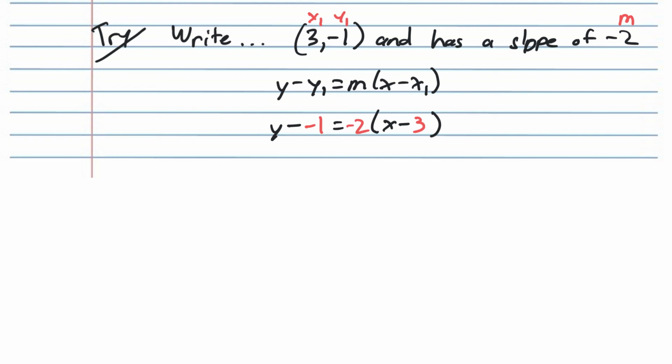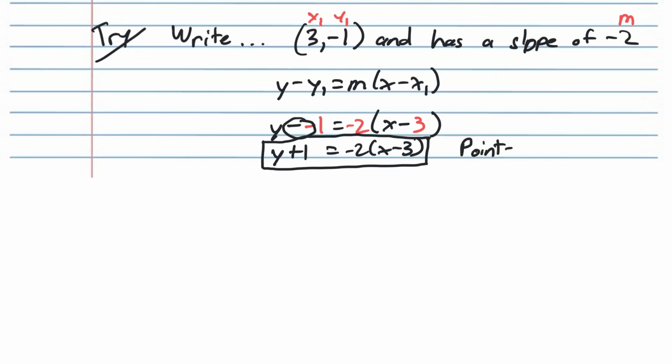Okay, let's clean it up. We do have that double negative, so this is going to become positive. Okay, and you are allowed to stop here because the question does not specify which format. So this is point slope. Now, if you kept going, you would distribute that -2. So we'd multiply this out, and we get something like this.